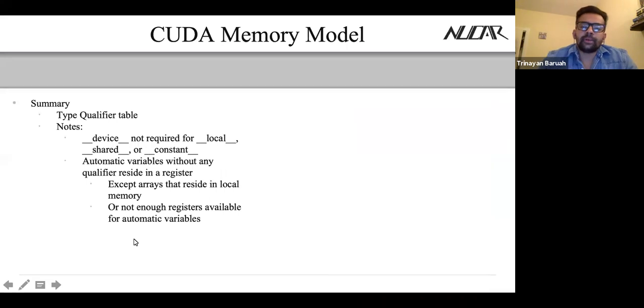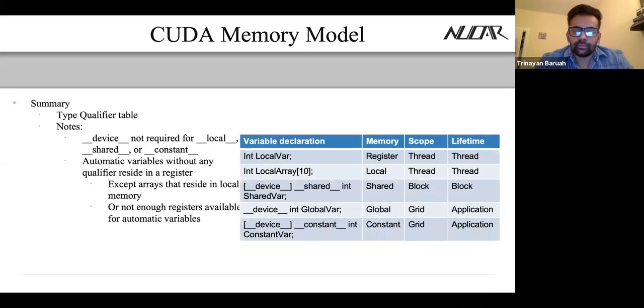So there are some particular qualifiers that you need to understand, that we mentioned in this table here. It's important to know these qualifiers because they talk about the scope and the lifetime of each variable. So let's take a look at this one by one.